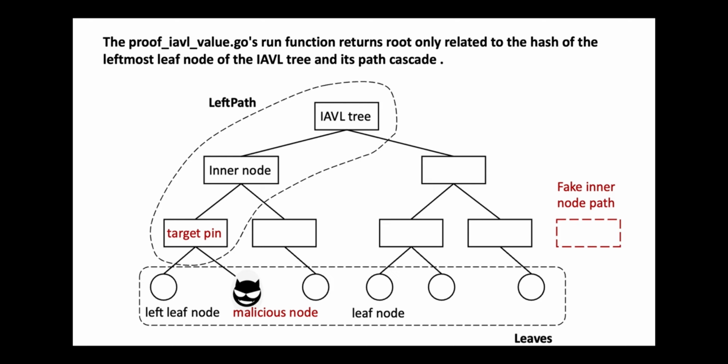We can see that the root is only relevant to the hash of the leftmost leaf nodes of this tree and its relevant paths, which means in this proof creation and validation process, an inconsistency could be inserted by the malicious node in order to manipulate the payload result, helping the adversary to transfer a certain number of values out of the ecosystem.